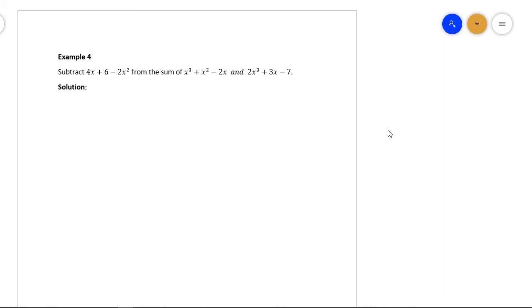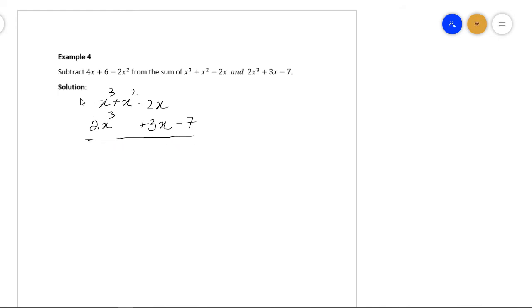Okay, let's start. First we will add the second two polynomials. x cube plus x square minus 2x. How will we add? We will write the like terms just below the other. The first one is 2x cube, so below x cube. The next term is plus 3x, so below minus 2x. And the next term is minus 7, and there is no constant in the first polynomial, so we will write it away from the polynomials.